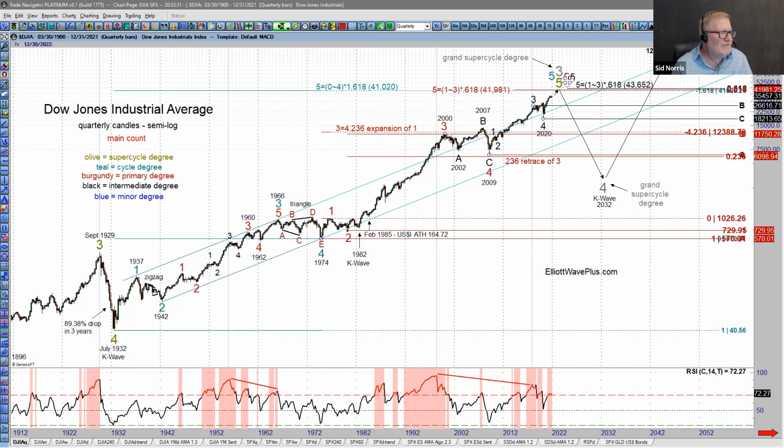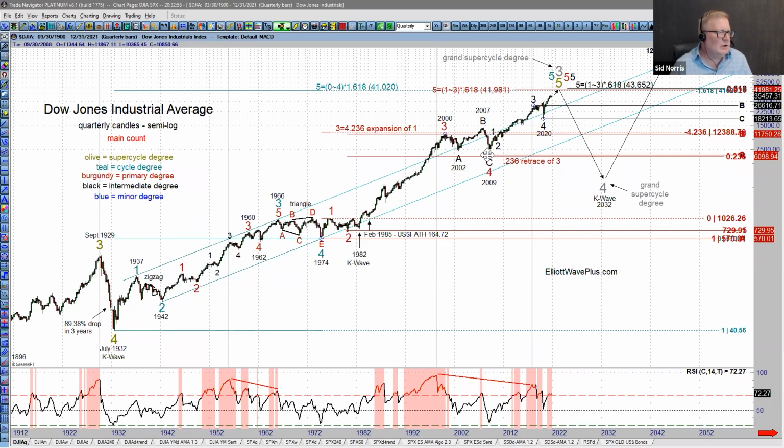So wave 5 would be the most normal wave 5 up from the 1974 low at 41,981. That is where Burgundy wave 5 would be 0.618 times the net traveled of 1 through 3. So I've got a couple targets now: 41,020, that's cycle degree, then a Burgundy degree, 41,981.